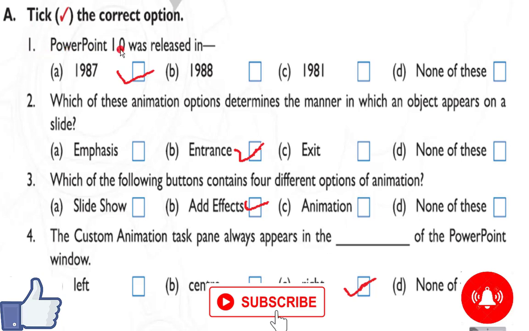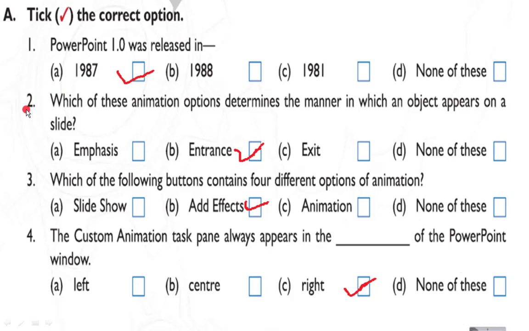First, PowerPoint 1.0 was released in, answer is 1987. Second, which of these animation options determines the manner in which an object appears on a slide? So answer is entrance. Third, which of the following buttons contains 4 different options of animation? Answer is add effects. Fourth, the custom animation task pane always appears in the dash of the PowerPoint window. Answer is C.